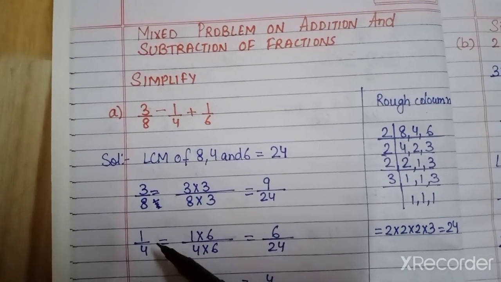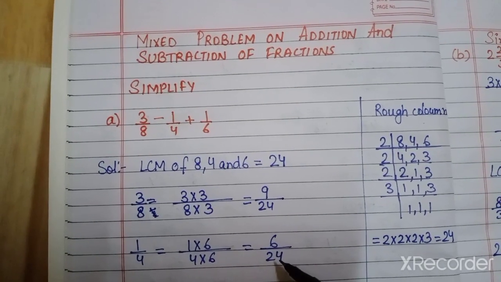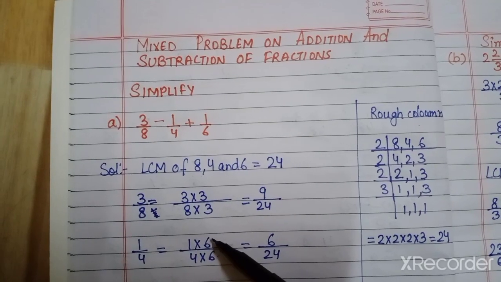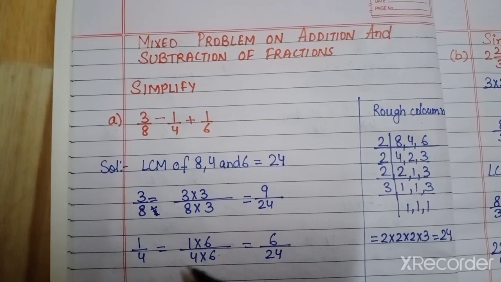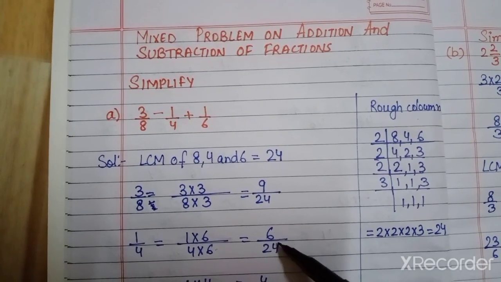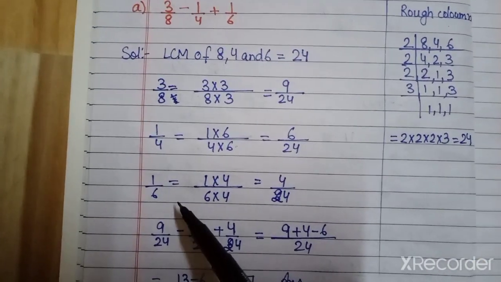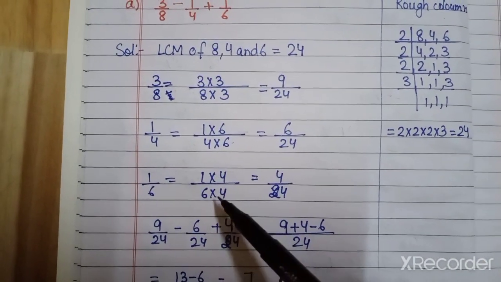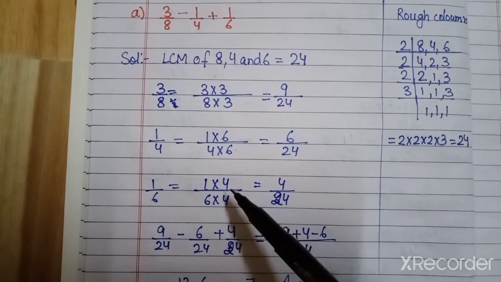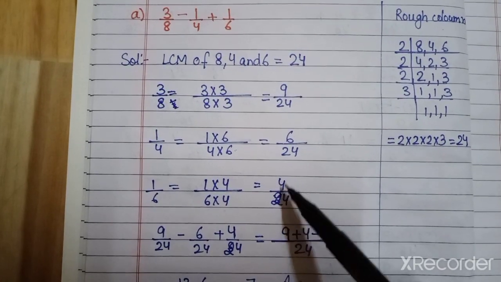Now we will see 1 by 4. I'll multiply 4 with 6 to make it 24, and the same number 6 I will multiply with the numerator. The answer will be 6 by 24. The value of 1 by 4 is equal to 6 by 24, so we can put 6 by 24 in place of 1 by 4. Now coming to the next, 1 by 6. I'll multiply the denominator by 4 to get 24. 6 fours are 24, and the numerator also I have to multiply by 4. This way we will multiply it.